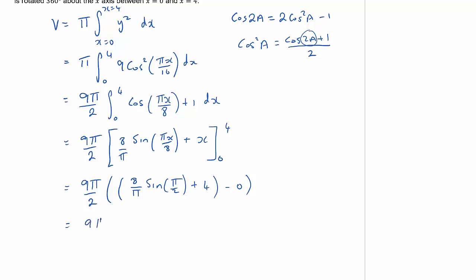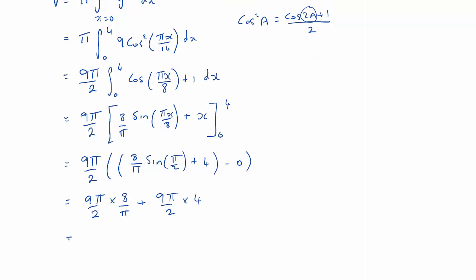So I've got 9π over 2, sine π by 2 is 1, so times 8 over π, and then we've got 9π over 2 times 4. So that goes with that, and the π's will go, so that's just 9 times 4, which is 36, and then that will go with that, and then I've got plus 18π, and that will be cubic units.